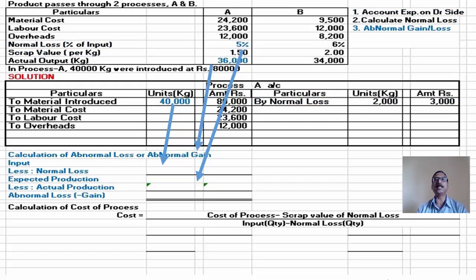Our third step is give the effect of abnormal loss or gain. For that purpose, first we have to find out whether there is an abnormal loss or abnormal gain. What information is required to calculate this? We require what is the input. In our case it is 40,000. Then we are required to know what is the normal loss. The normal loss is 5% given to us, and what is the output, that is the actual production, is 36,000.